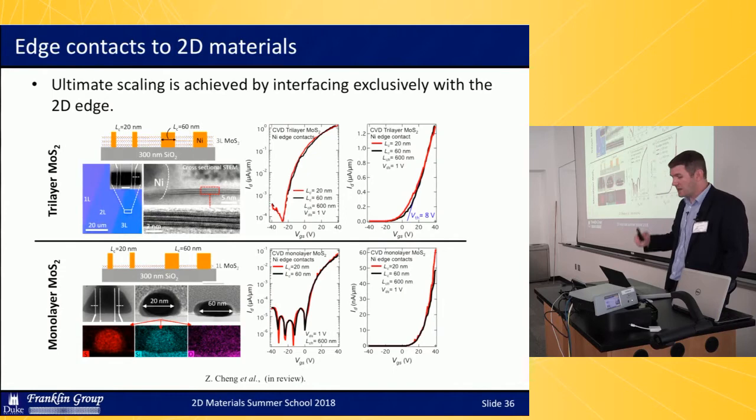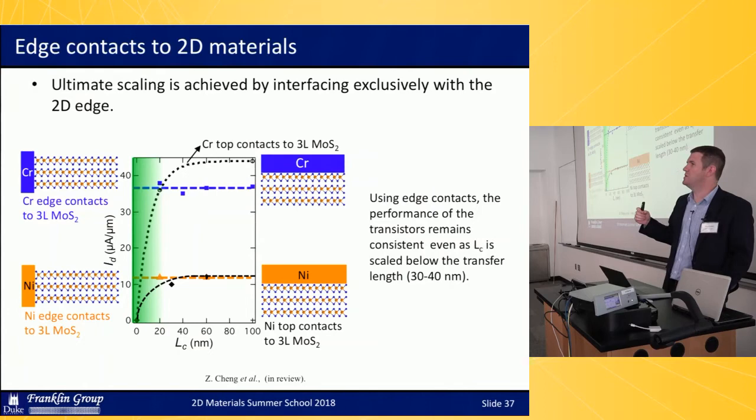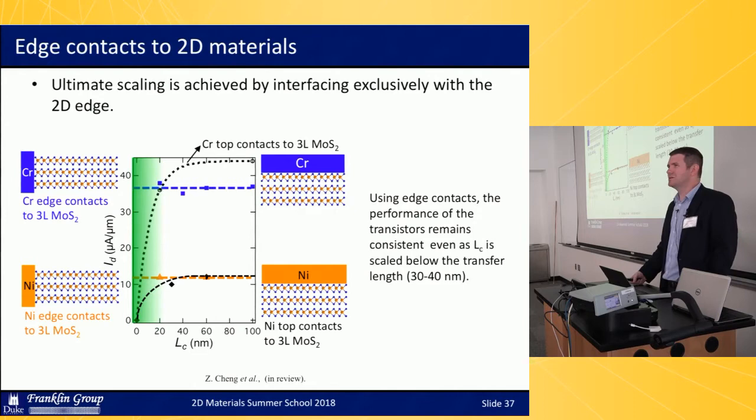If you were to look at that for several different metals, and we're showing two of the ones that we studied here, chrome and nickel, you can see that both offer this type of immunity when using edge contacts, but of course one metal versus the other does yield a difference in net performance of the devices, and you can see that with respect to the on current that's plotted here.